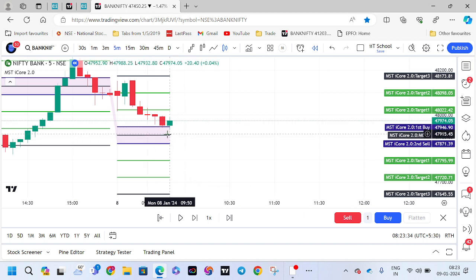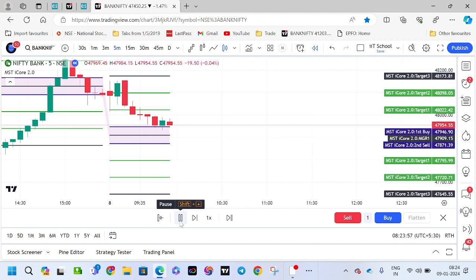Now we have bought the 47,700 call option, but yesterday, instead of taking the 47,700 call option, I took the 47,800 call option. That is also possible because the premium amount was high. That is why I chose the 47,800 call option. That also gave more than 100 plus points yesterday.